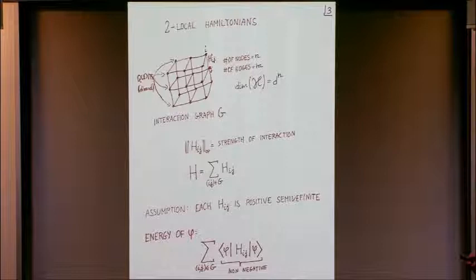And so now our Hamiltonian, which is a linear operator acting on this big tensor product space, is just the sum of these local interactions. From now on, I will assume that each HIJ is positive semi-definite. So when I compute phi HIJ phi star, that is going to be non-negative. This sum is called the energy that is created by this Hamiltonian on state phi.